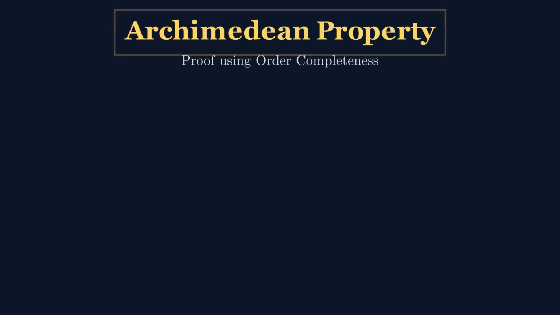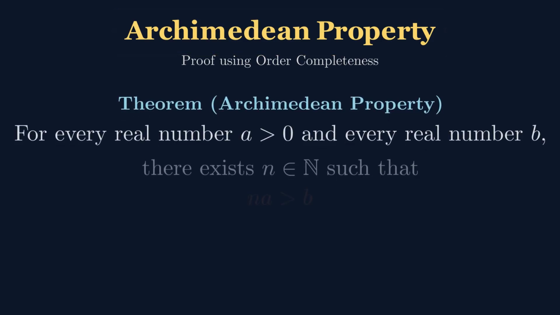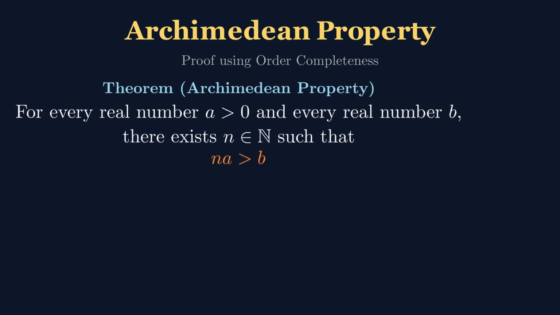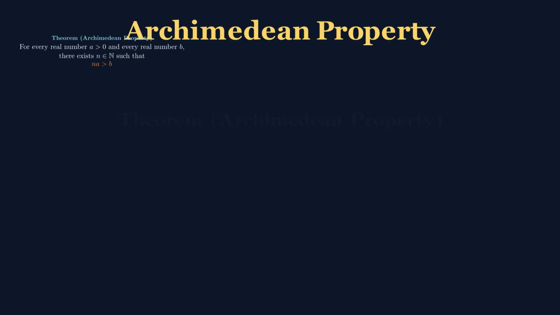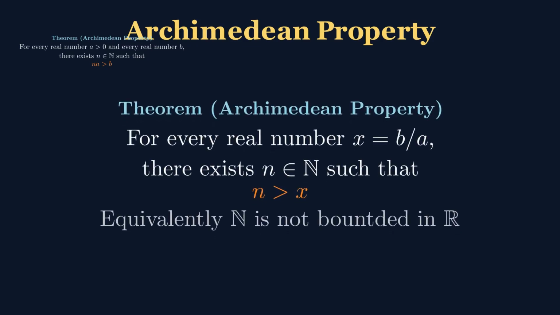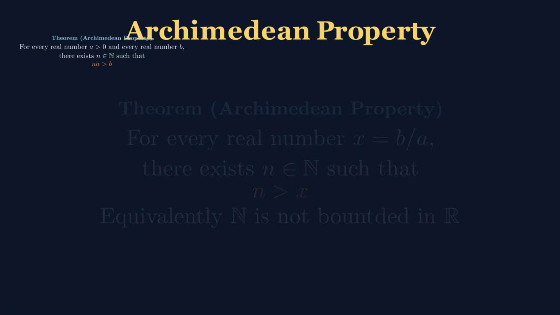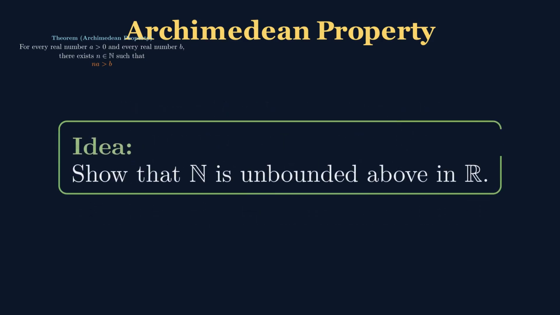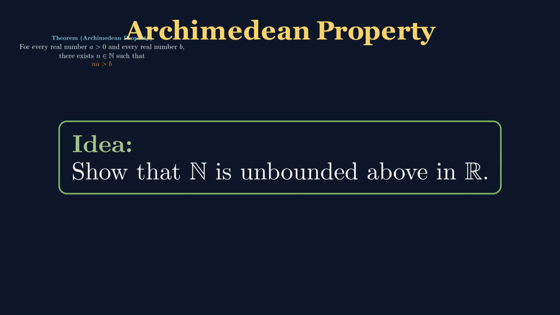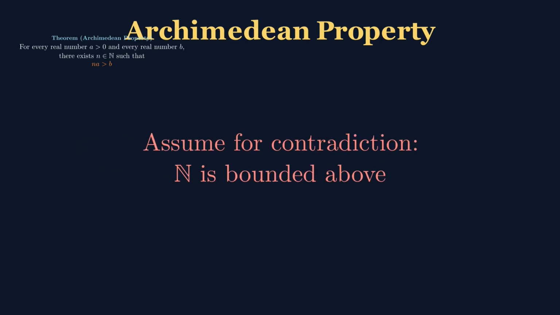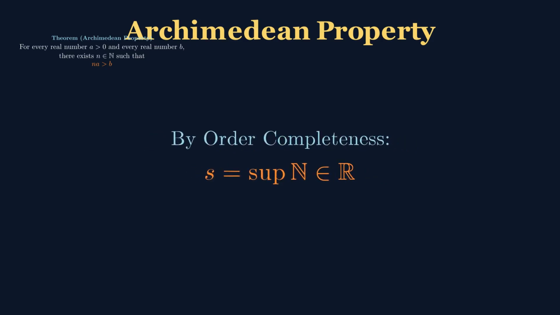There are three equivalent statements of the Archimedean property. The first one says that for every real number x, there exists a natural number n such that n is greater than x. The second one says that the set of natural numbers is not bounded above in R. And the third one says that there is no infinitesimally small real number epsilon such that it is smaller than the reciprocals of all positive natural numbers.